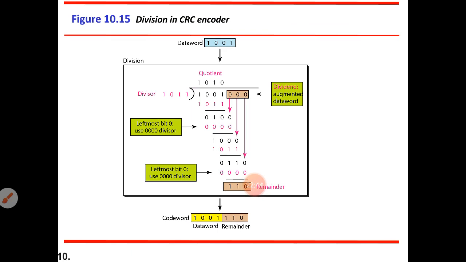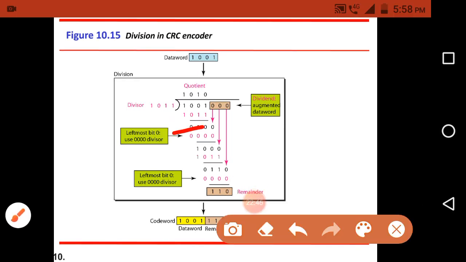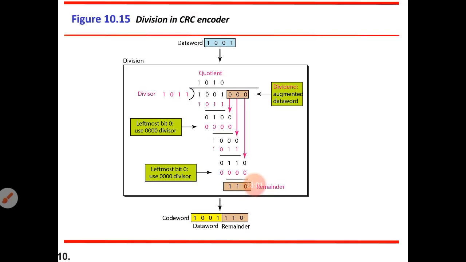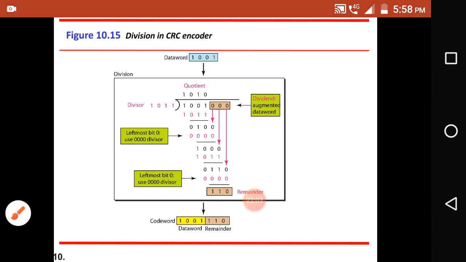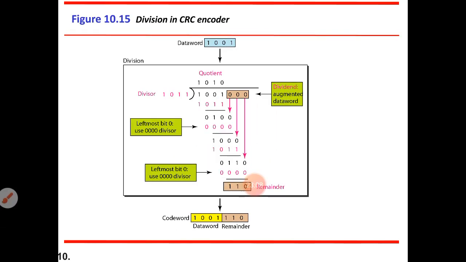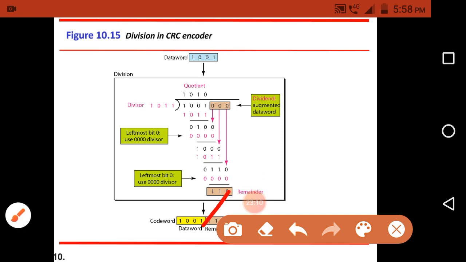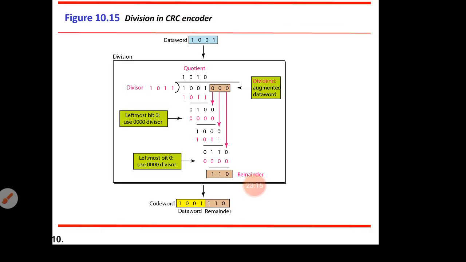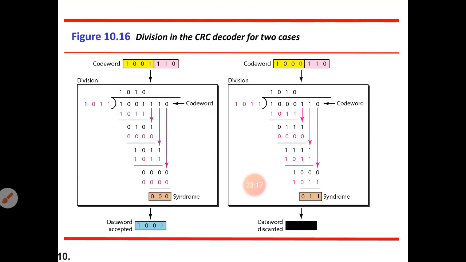After that we need to perform the division operation. Whenever the leftmost bit is 0, then we have to use the divisor as all zeros, that is, we multiply the divisor with 0. So we will get the final remainder when no more bits are left to pull down. That will be the final remainder, and we need to append it to the original data word, and that will create the code word. And that we need to transmit to the receiver side.